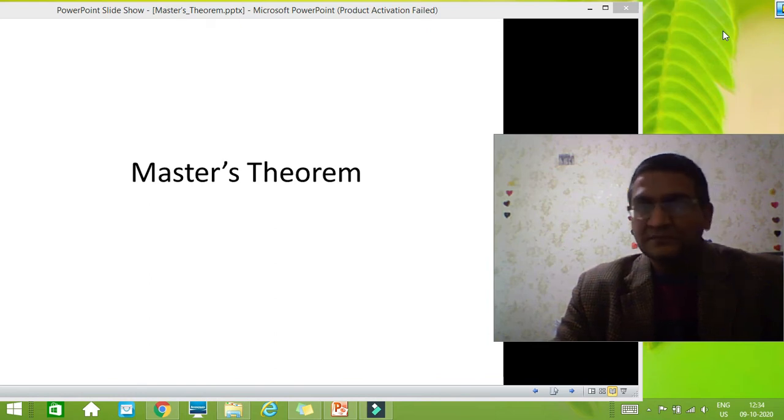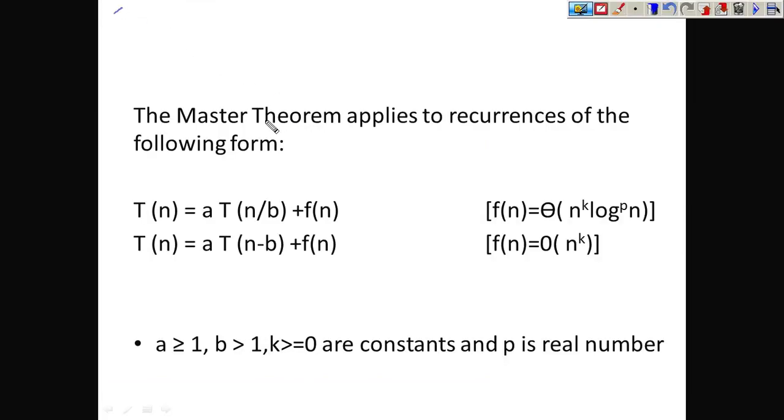So let's start. Here you can see the general format of Master theorem. We must have a recurrence relation. A recurrence relation may be of dividing nature or subtracting nature, meaning the size is either reduced through division, or it is reduced through subtraction.